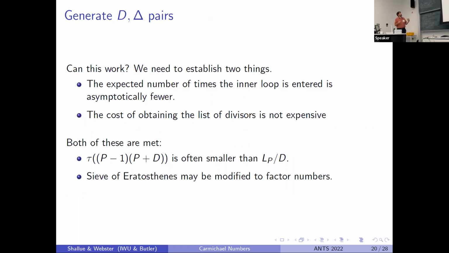And in terms of whether this works, tau here is the count of divisors. So what we're really doing is comparing two quantities. On the one hand, the amount of work done per D value for the CD method is this LP over D, and instead the amount of work that we do is dependent upon the number of divisors. So one can get a hybrid method. Once you've got a D value, you can compute LP over D, you can compute tau, and compare them. Depending on which is bigger, you can either do the CD method or do the D delta method.